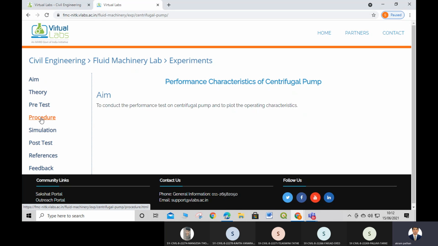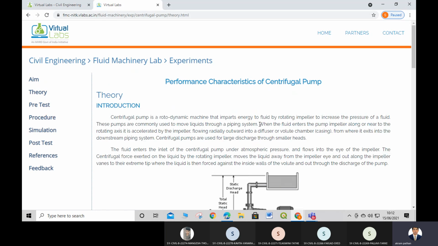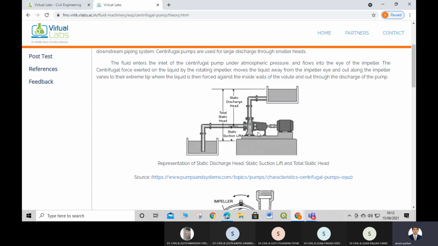Now I would like to take up some of the important theoretical aspects related to the centrifugal pump. Look at this particular diagram. This is the practical lab layout diagram we have.